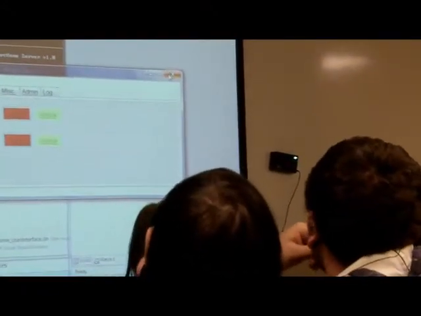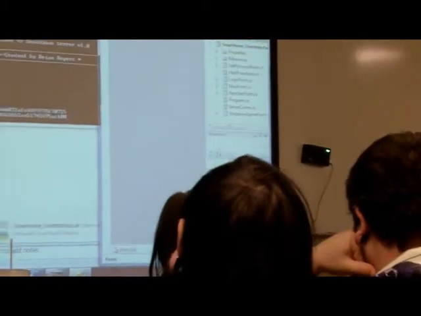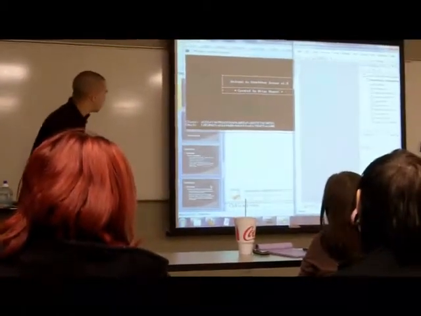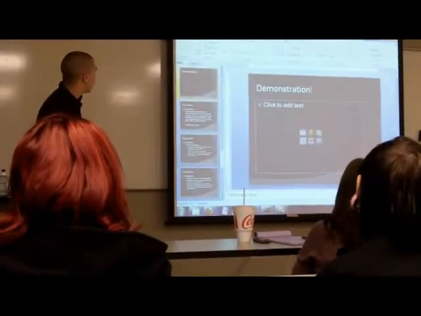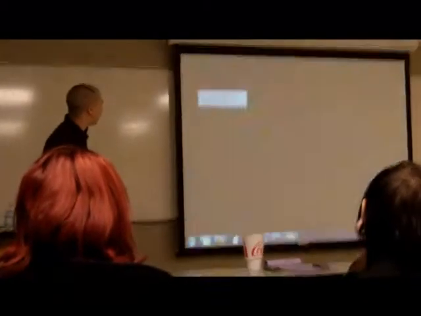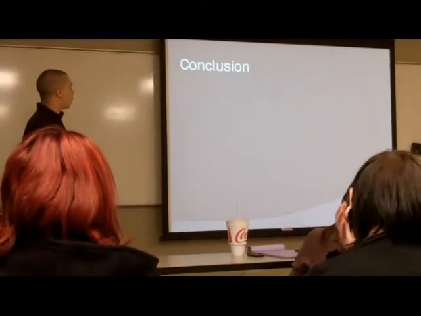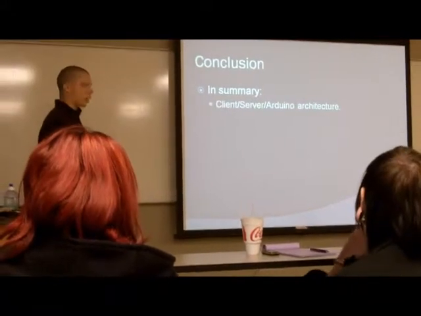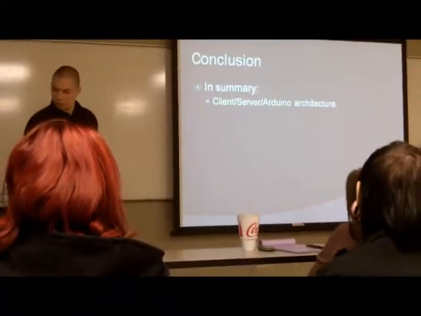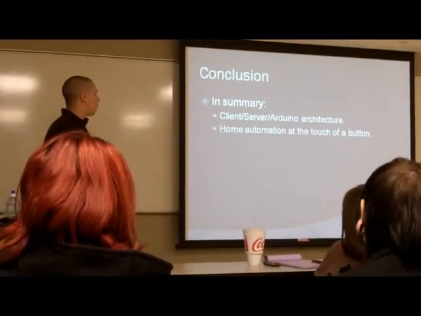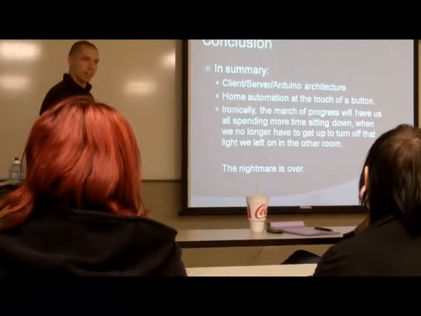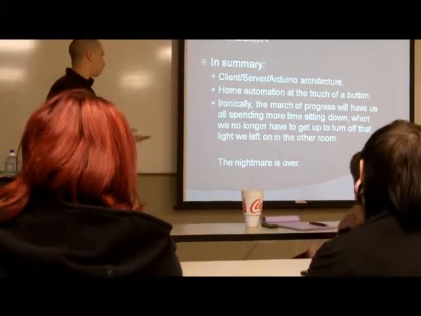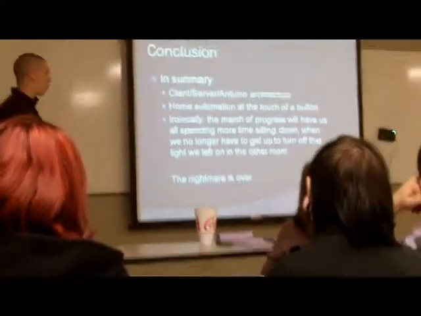Oh, that thing's easy. So that's pretty much how that works. What it does if you want to stay on the couch. Yeah. Well, no, you can. Or a long stick. So I got my reaching stick. Saw how I went, how I finished. Home automation at the touch of a button. Ironically, the march of progress will have us sitting down a lot more. So I'm going to just get up, turn off that light that we left on.